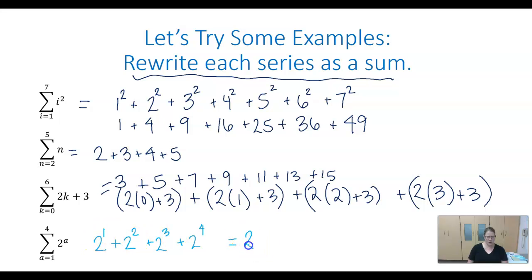2 to the first power is just 2. 2 squared, 2 times 2 is 4. 2 to the third would be 8. 2 times 2 is 4, 4 times 2 is 8, and then 8 times 2 is 16. So this series would be 2 plus 4 plus 8 plus 16. Alright, so on this slide, notice we were supposed to rewrite the series as a sum, so we didn't actually have to go through and add our numbers together.